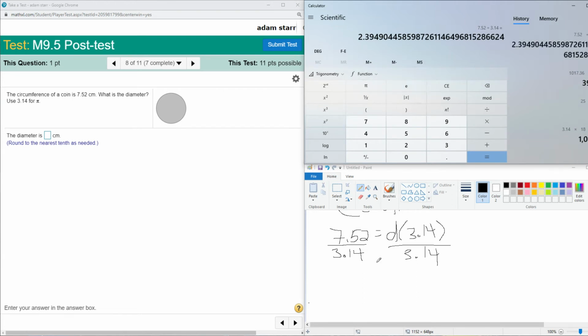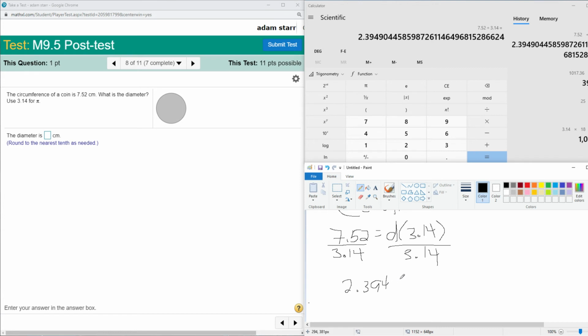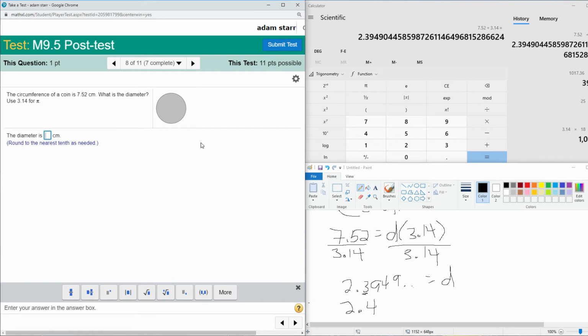I get this long decimal, 2.3949 dot dot dot, and that's equal to my diameter, which is what it wants, but it wants us to round to the nearest tenth. So this 3 is in my tenths place, but I'm really looking at the 9, so this is going to round up to 2.4 centimeters.